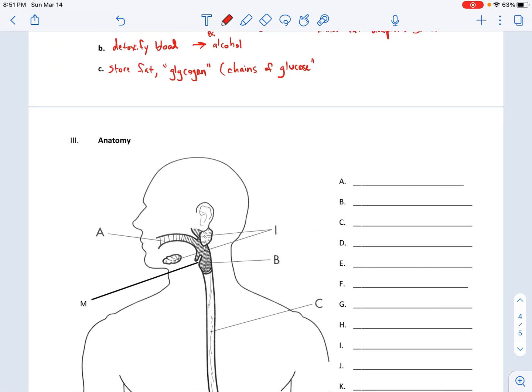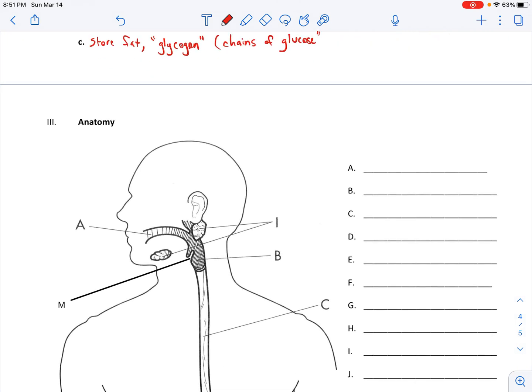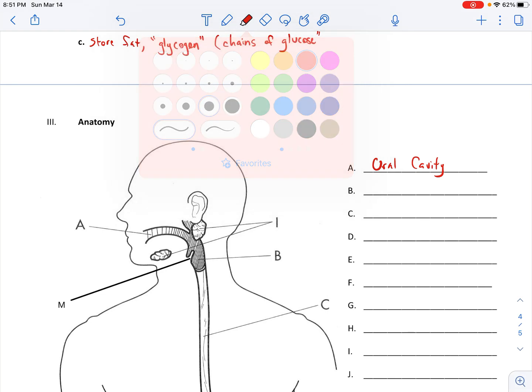Now, the last page goes over the notes of the anatomy in the digestive tract. So let's see if we can quickly label the parts of the alimentary canal, which is your GI tract, as well as the accessory organs. Unfortunately, they don't quite go in order, but we're going to jump around a little bit here and there. So A is the oral cavity. And I'm going to do my best to do a little bit of highlighting here. So we'll do that one in red.